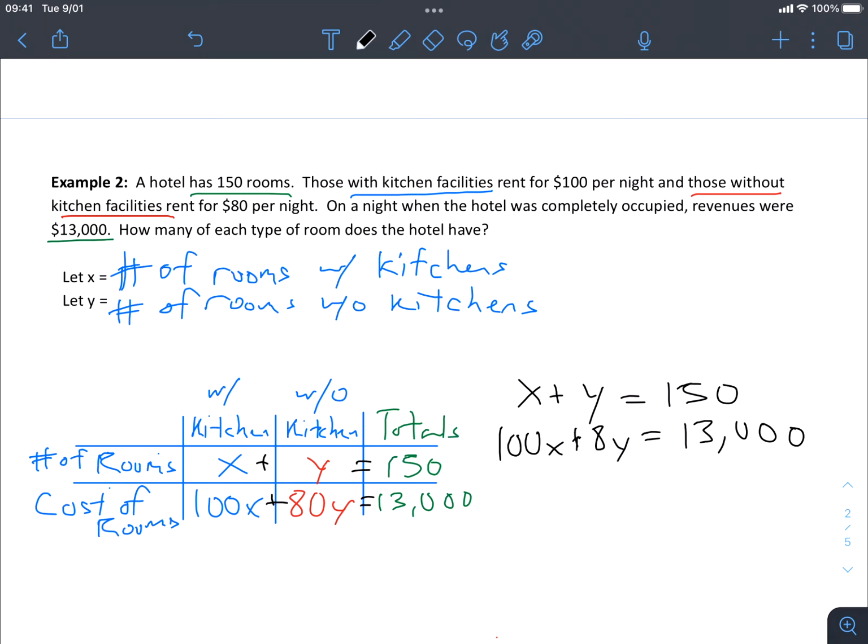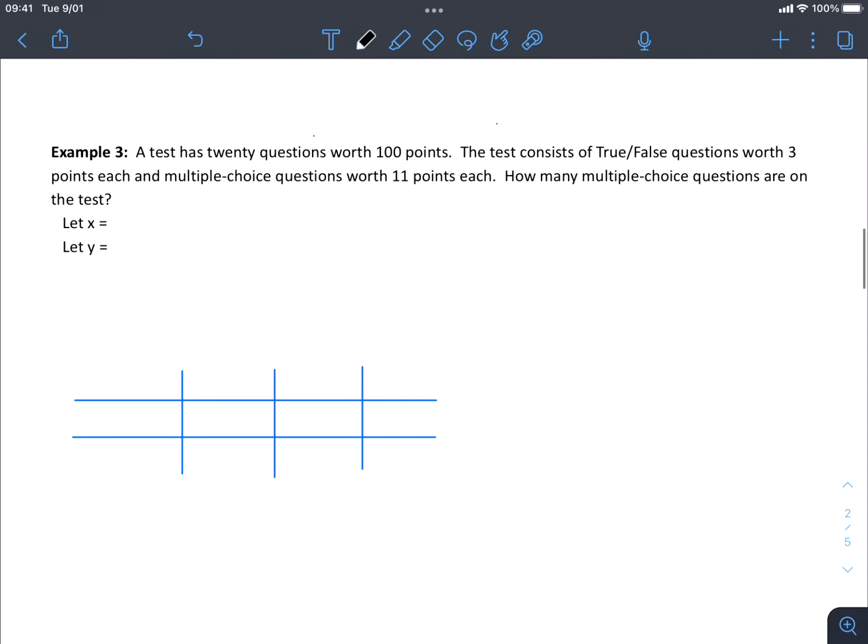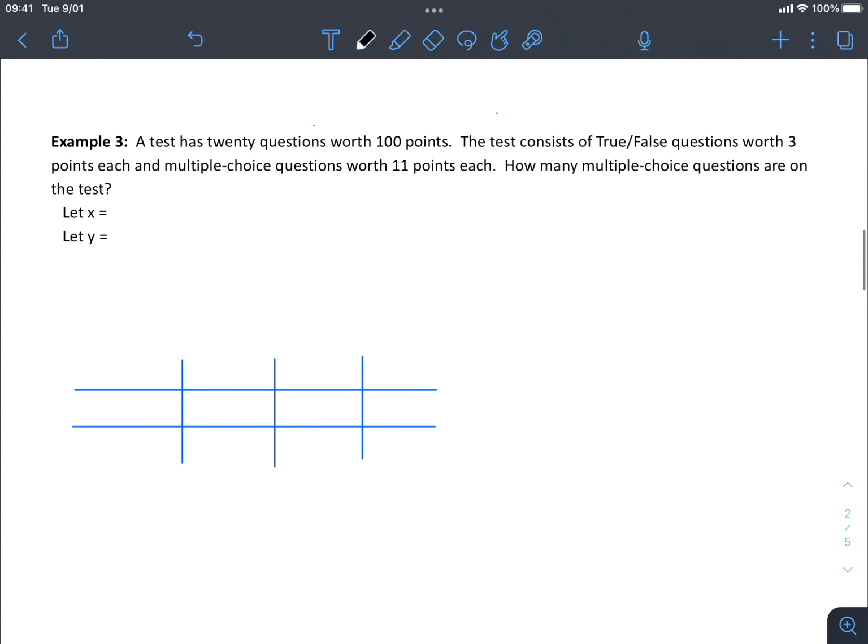So hopefully these two problems give you some idea of how to set them up. We'll do one more as practice, and then I think it'll be good. So if a test has 20 questions and they're worth 100 points, and the test consists of true or false questions worth 3 points and multiple choice questions worth 11 points. So we want to know how many multiple choice questions there are.